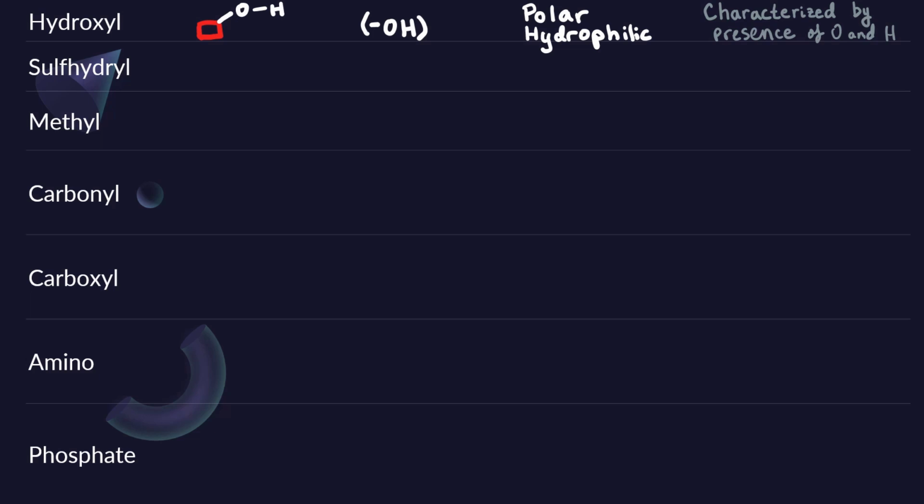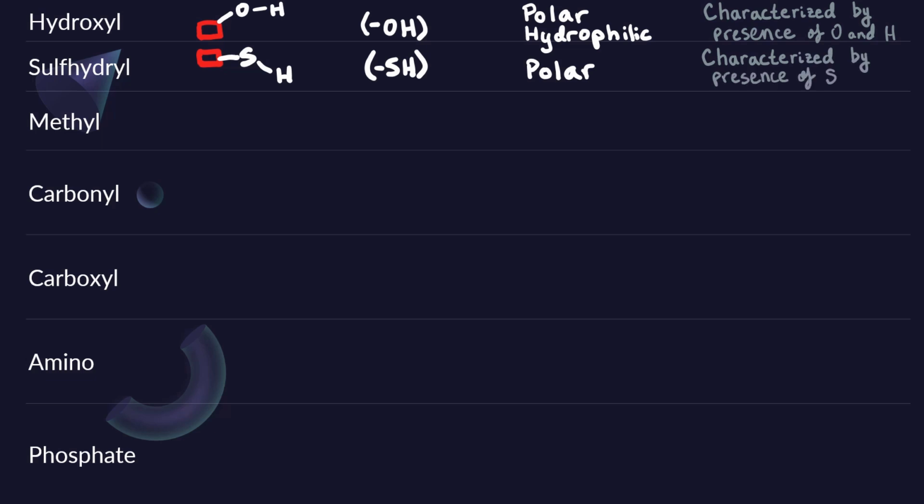Next we have our sulfhydryls. Sulfhydryls, as the name would imply, have a sulfur and a hydrogen. Sulf for sulfur, hydryl for hydrogen. So shorthand, we have sulfur and hydrogen. These guys are also polar, and the key characteristic here is that they are characterized by the presence of that sulfur.